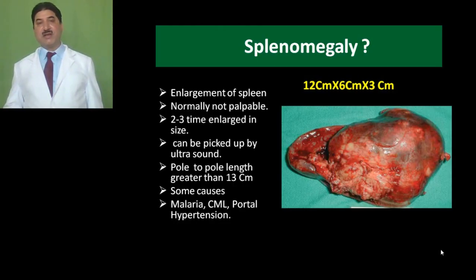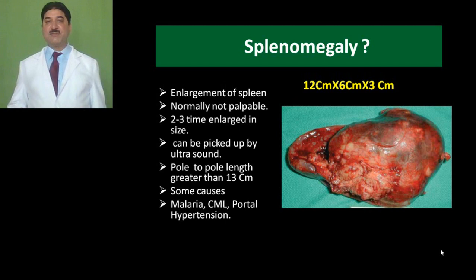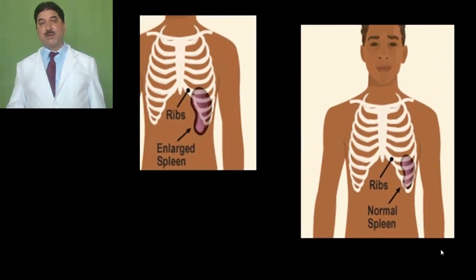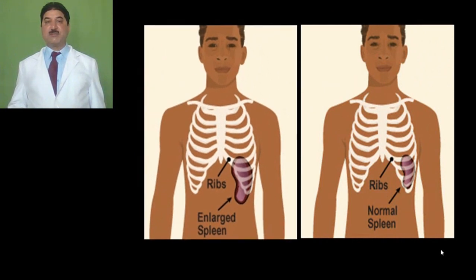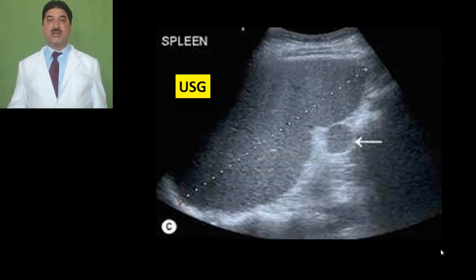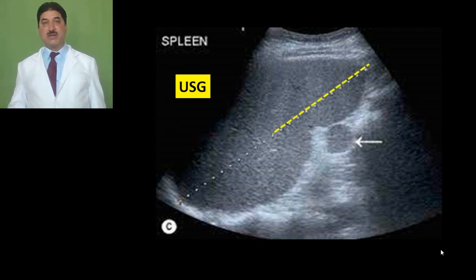Some causes of splenomegaly are infections like malaria, malignancy like CML, chronic myeloid leukemia, and portal hypertension. Normally, spleen is not palpable. So if it is palpable below the left costal margin, it means enlarged spleen. Another way of measuring the dimensions of the spleen is using ultrasound. Here we take pole-to-pole length of the spleen. If it is more than 13 centimeters, we say spleen is enlarged.